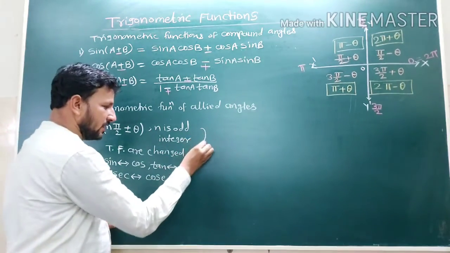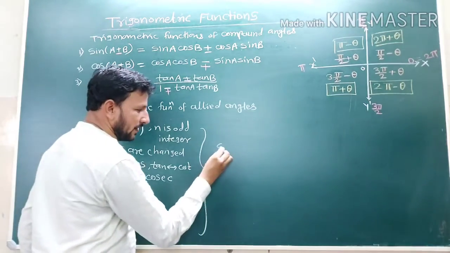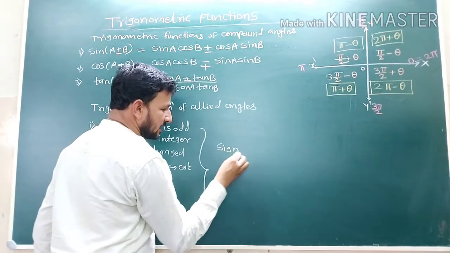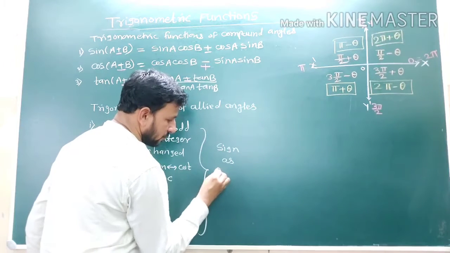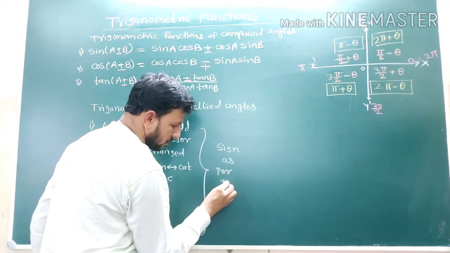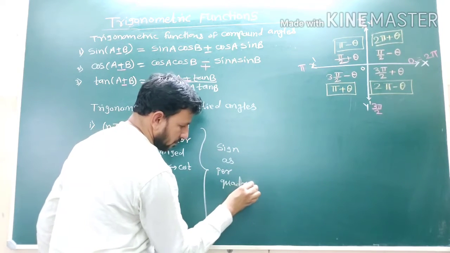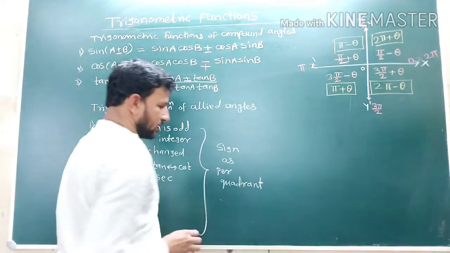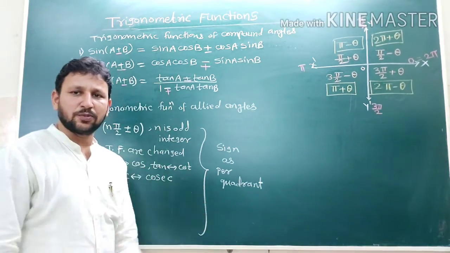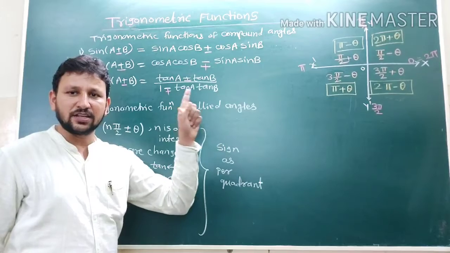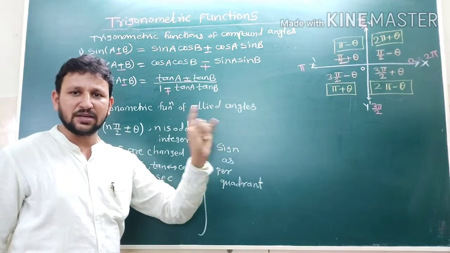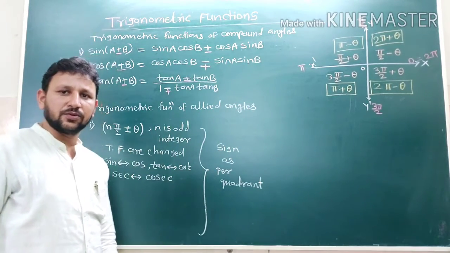Important condition again: the sign of the trigonometric function is decided as per the quadrant. Suppose the angle is given as 3 pi by 2 plus theta. You have to first check in which quadrant it lies and decide whether the function is positive or negative.